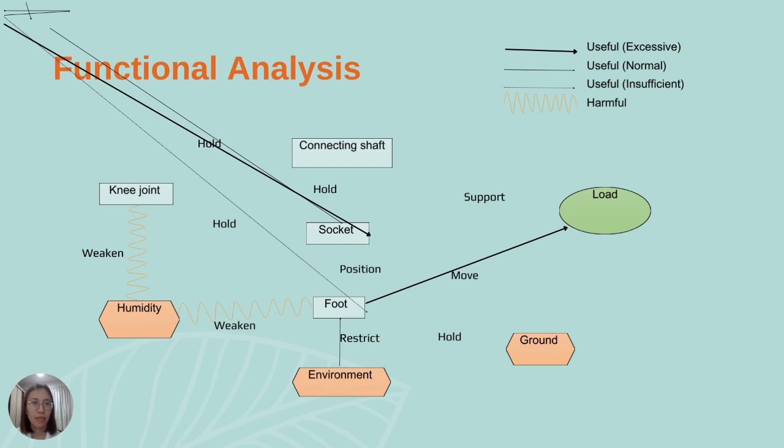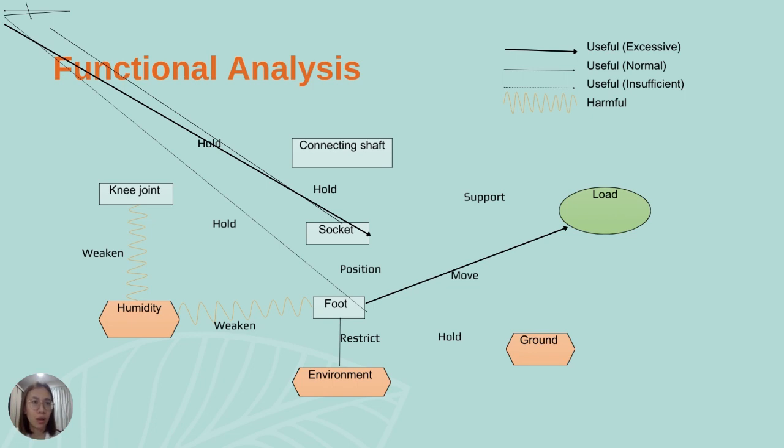And the next is the functional analysis. Functional analysis involves examining how its components interact with each other and with the supersystem components such as environment, humidity, and ground. It's important to achieve the desired product, which is the ability to bear and manage load effectively. In this case, the socket serves as the interface between the user's limb and the prosthetic leg. And the primary function is to provide a secure and comfortable fit.